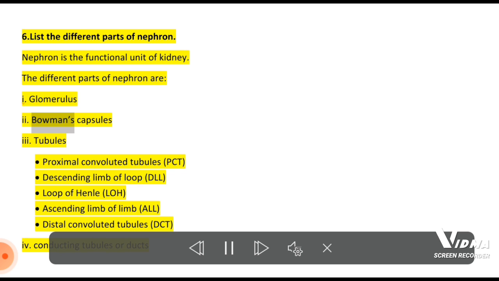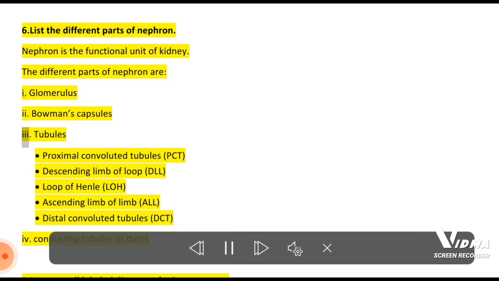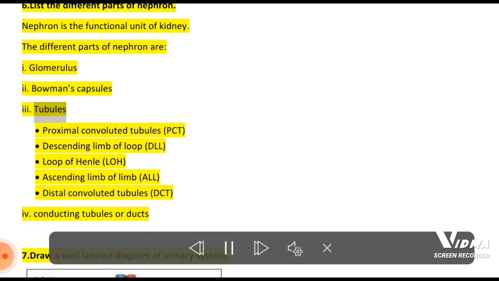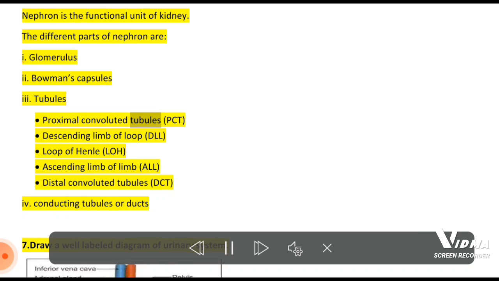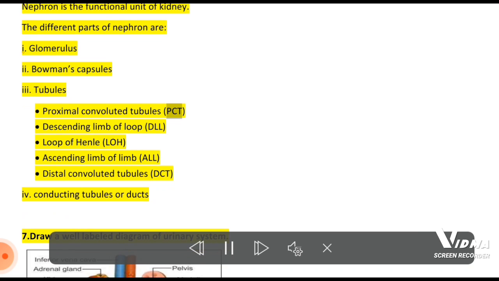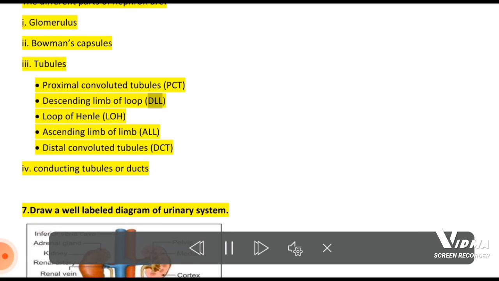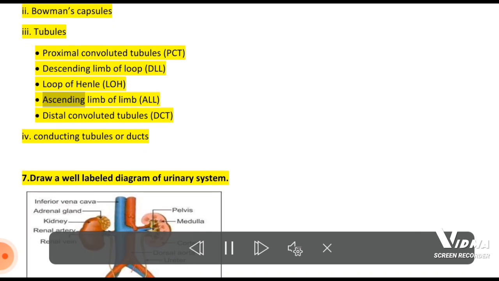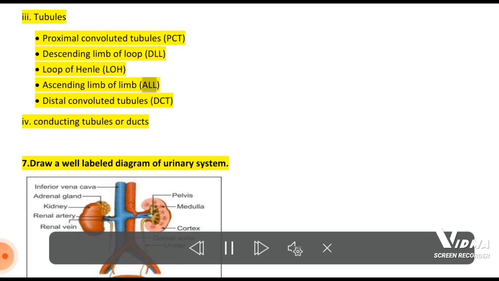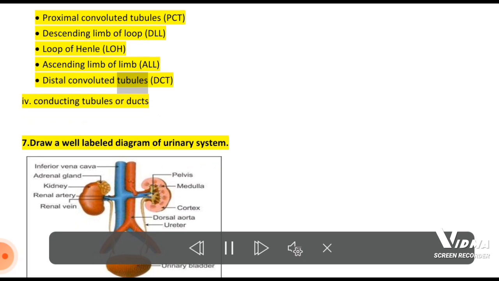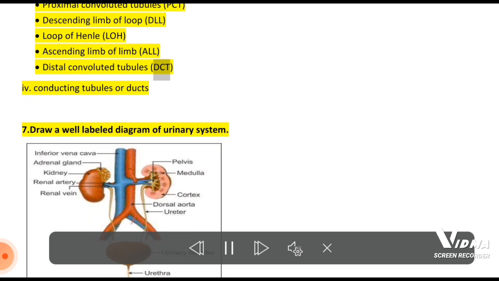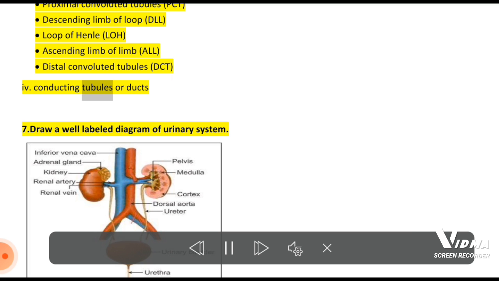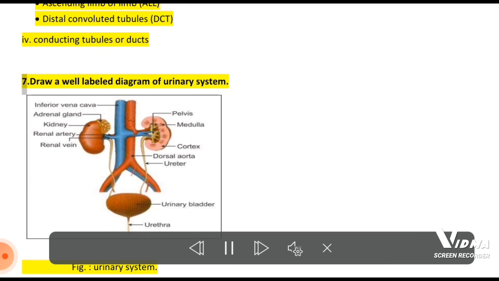1. Glomerulus. 2. Bowman's capsule. 3. Tubules: proximal convoluted tubule, PCT; descending limb of loop, DLL; loop of Henle; ascending limb of loop, ALL; distal convoluted tubule, DCT. 4. Conducting tubules or ducts.